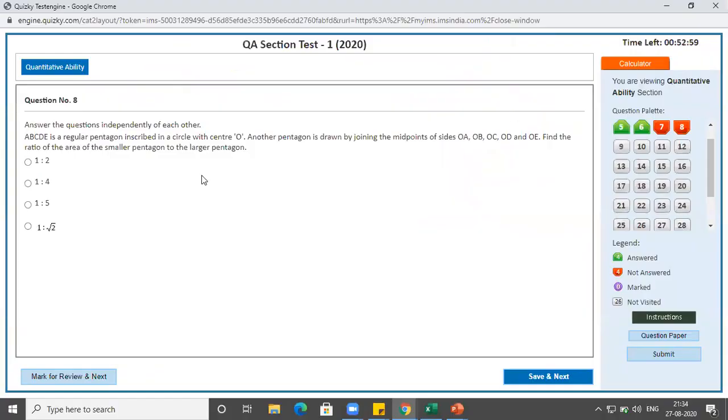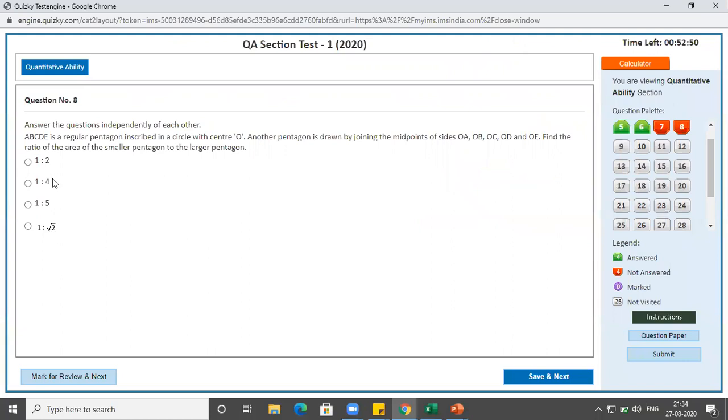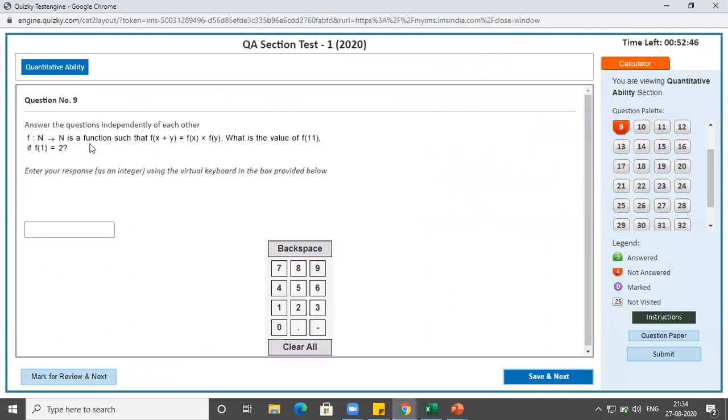Okay. Find the ratio of the area of the smaller pentagon to the bigger pentagon. Area of the smaller pentagon is going to be 1 by 4. The bigger 1 by 1. Answer is going to be 1 by 4. Option B. Answer the questions independently of each other. We have done like 5 questions in 8 minutes.